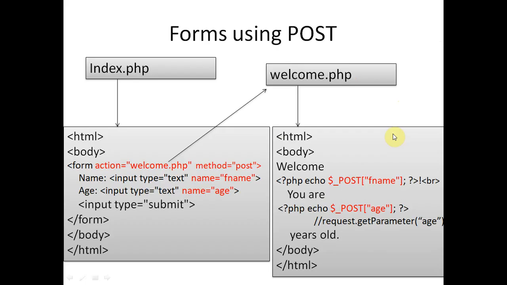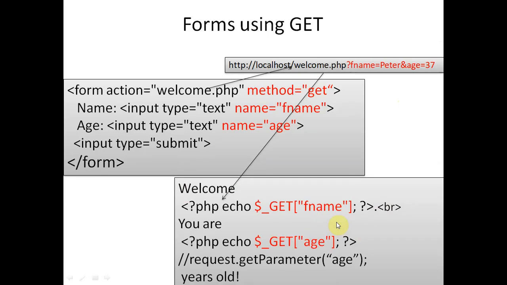While in the case of the post method, it will not show the value of both text boxes, name and age. It will directly execute welcome.php, but it will not show the value of name and age. So this is the difference between the get and post method.